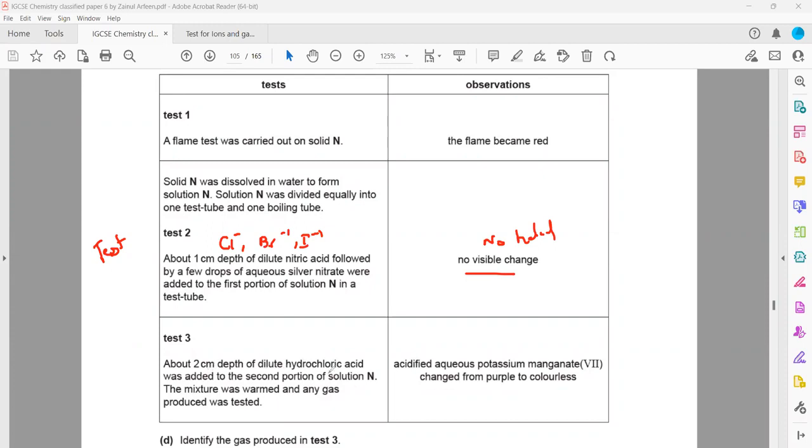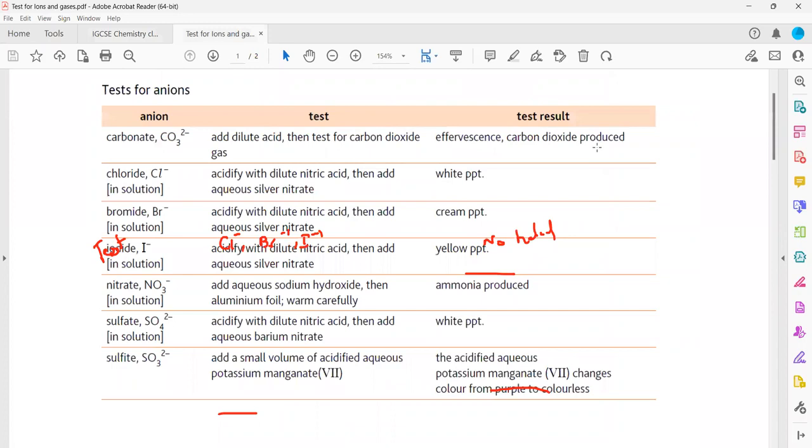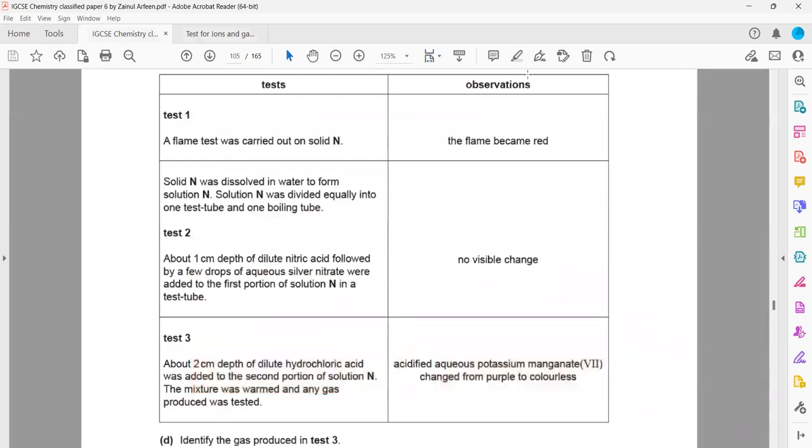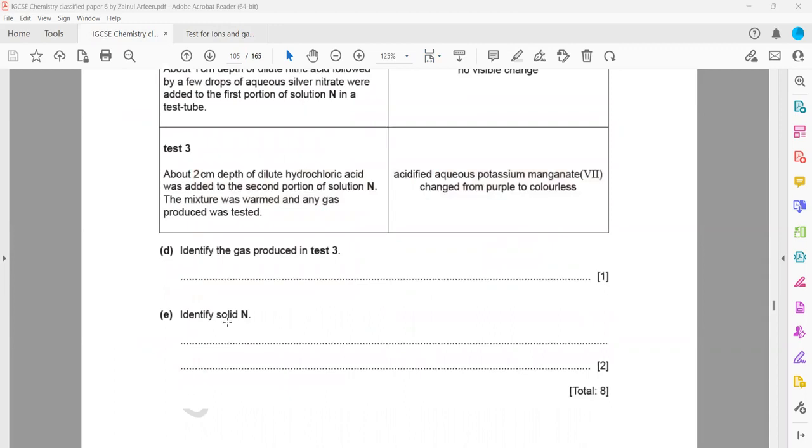Dilute hydrochloric acid was added, a mixture was formed, and any gas produced was tested with acidified potassium manganate, which is purple. What is this test for? This is a test for the sulfite ion. You can see a small volume of acidified potassium manganate is there, and the gas produced is sulfur dioxide, which turned the purple to colorless. So this gives an idea that this is a sulfite ion. When we add hydrochloric acid and heat, sulfur dioxide gas is given off. So this confirms the presence of a sulfite ion.